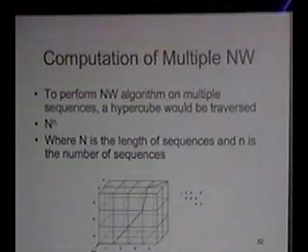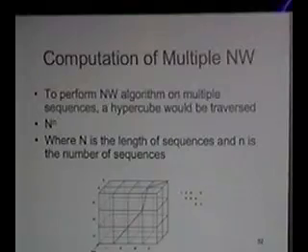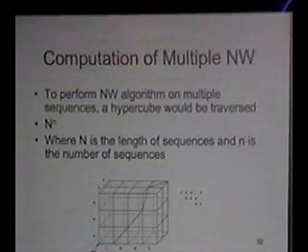So Needleman-Wunsch, as I showed before, operates on an n by m matrix where n is the length of sequence 1 and m is the length of sequence 2. If you want to start aligning three sequences, you can start building hypercubes and traversing through hypercubes. The problem is the operation is n to the nth power, where n is the length of sequences and n is the number of sequences. This isn't really going to be feasible for us.